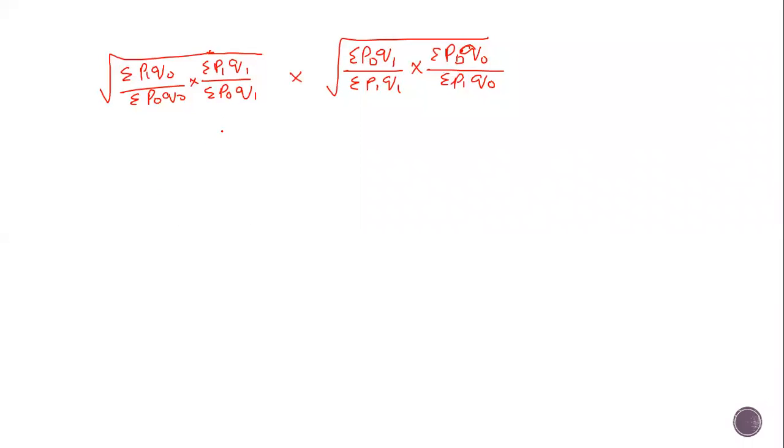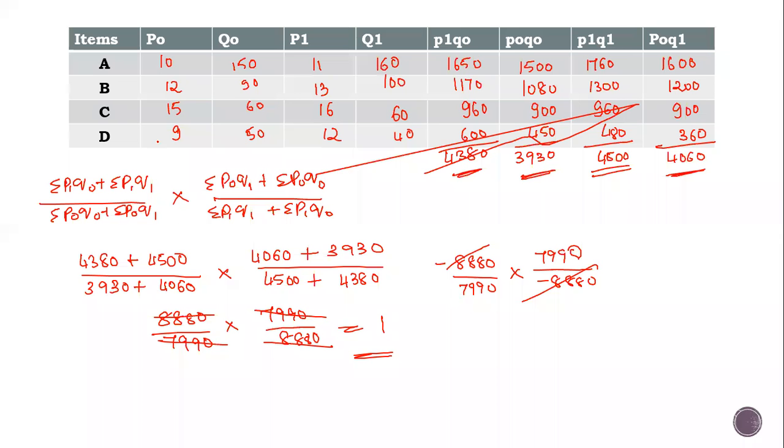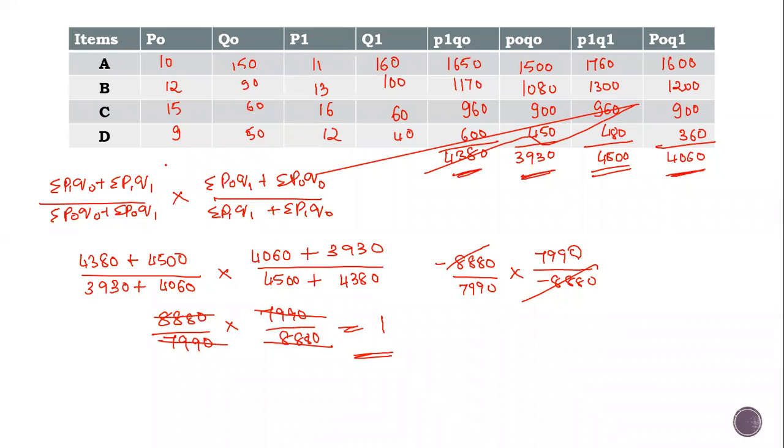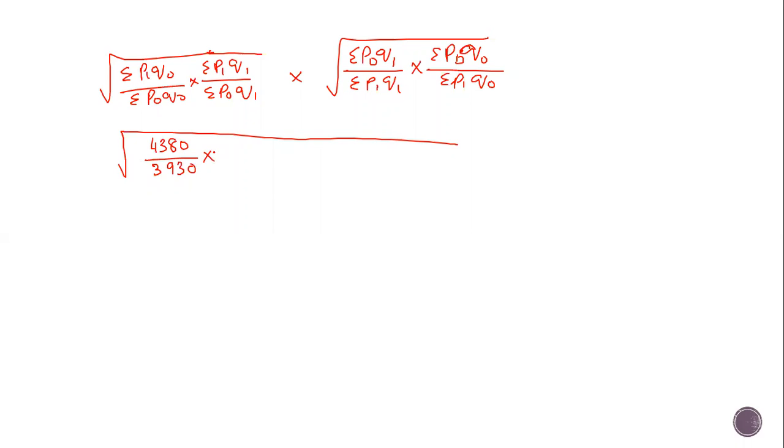Okay, here if you see, you can put it in one square root itself, to make it very short. Without wasting much time, you can put it in one square root itself. Summation P1 Q0, that is 4380 divided by 3930 into 4500 divided by 4060 into 4060 divided by 4500 into 3930 divided by 4380. Okay, so what you can do, you can directly cancel.